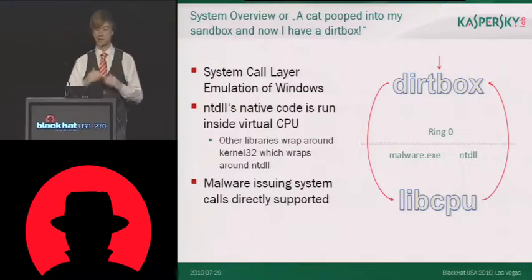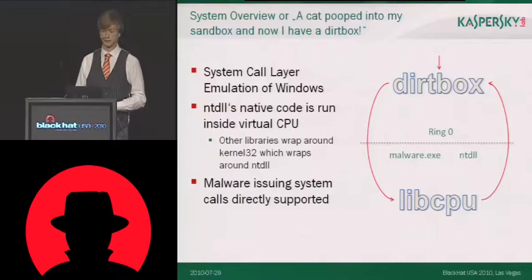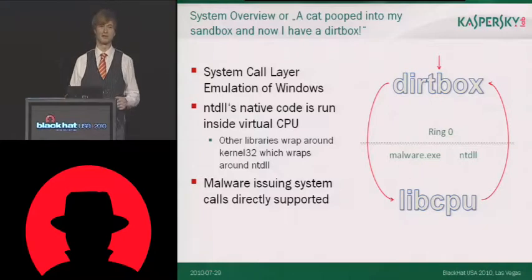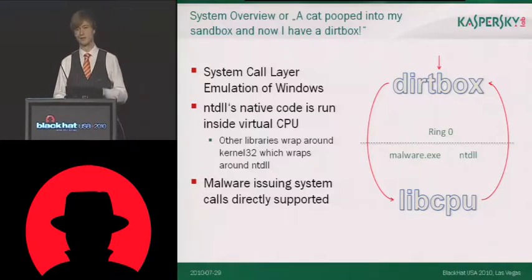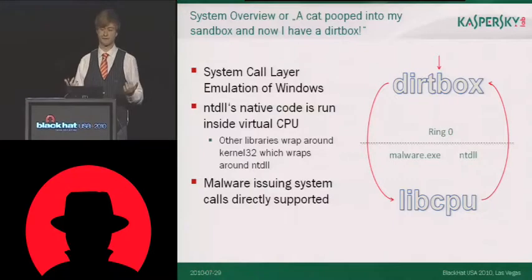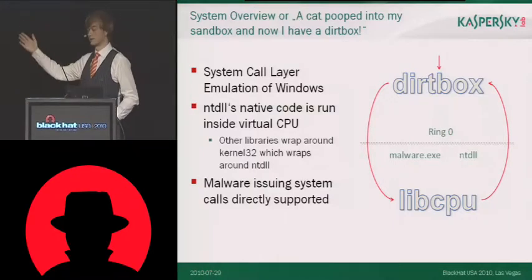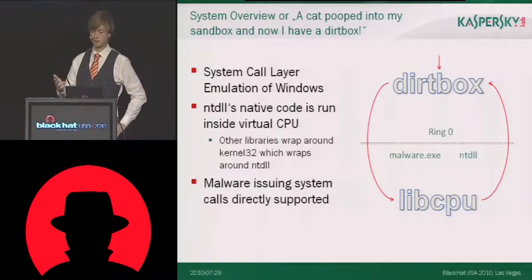So if we emulate at the system call layer, we get a lot of stuff for free, basically. And also, malware issuing system calls directly is automatically supported. If you're working on AV emulators, these people say, okay, this malware is issuing system calls directly, and they're usually just adding signature-based detection for it, and that's it.